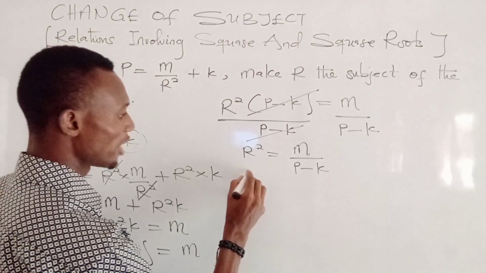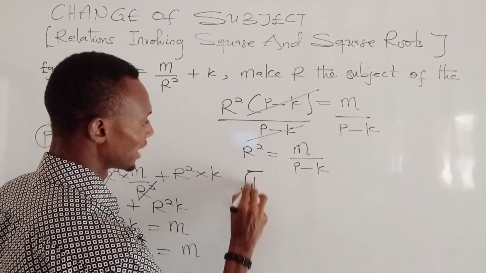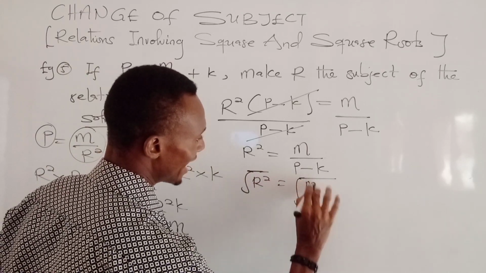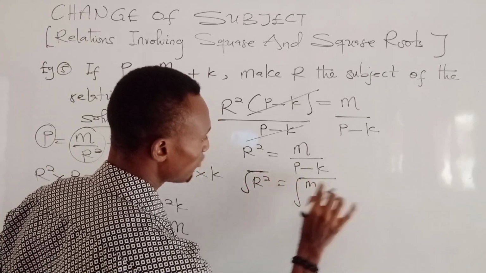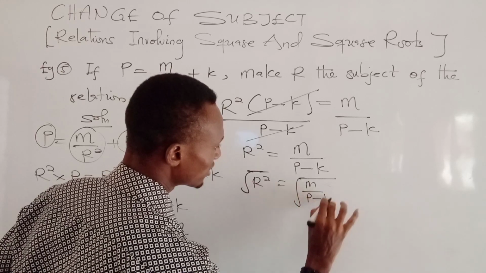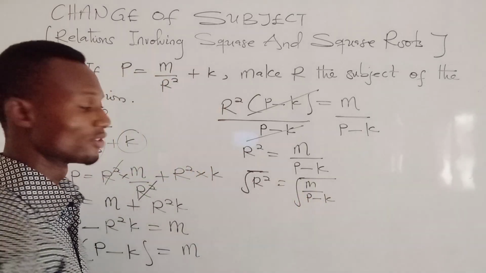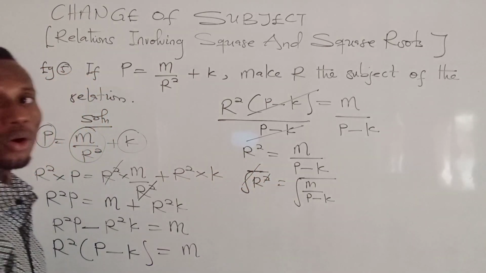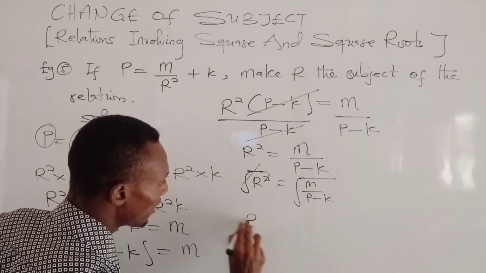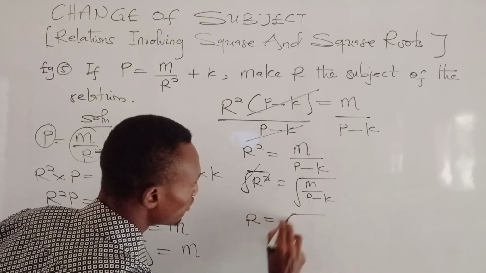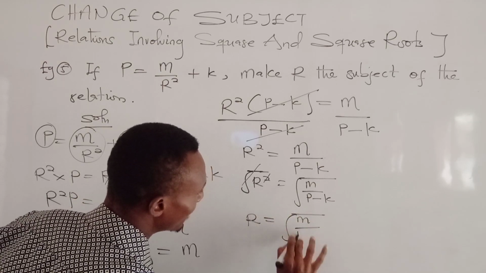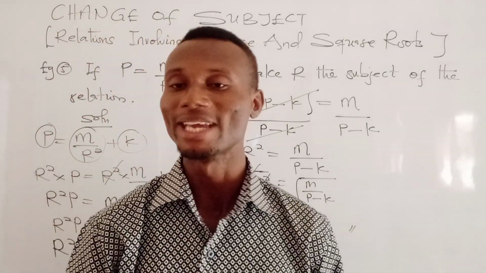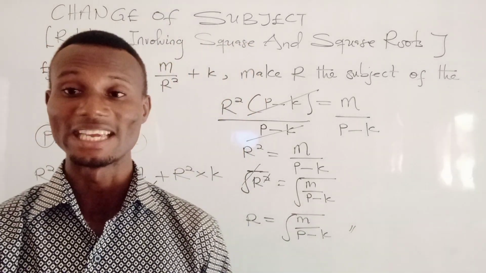I'm going to take square root of the r squared equals to square root of m over p minus k. I hope you agree with me. So that this power 2 will cancel the square root sign away. What we have left is our r equals to square root of m over p minus k. And this is the final answer for making r the subject from the given equation.